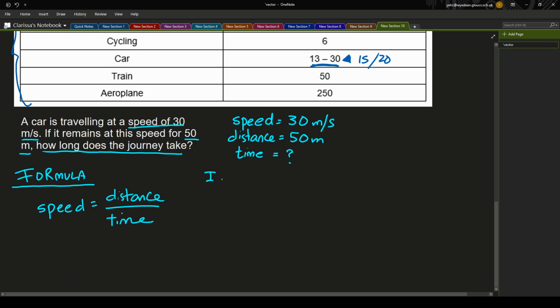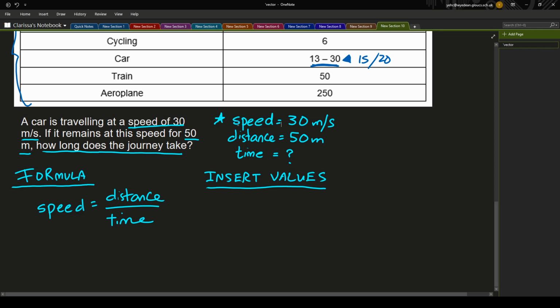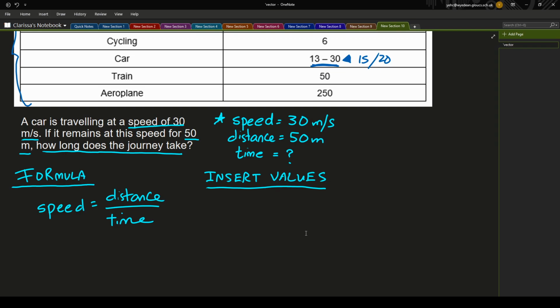Now, next step, insert values. So substitute things in. Use what you've made in your list. This is why you have the list. The reason why I ask you to make the list is for two reasons. First is because they might not tell you what formula they want you to use. Making a list with all of the values that you have on the left side would make it easier for you to spot what formula you have to use. Like for example, I see speed, distance, time. Oh, I need the speed, distance, time equation.